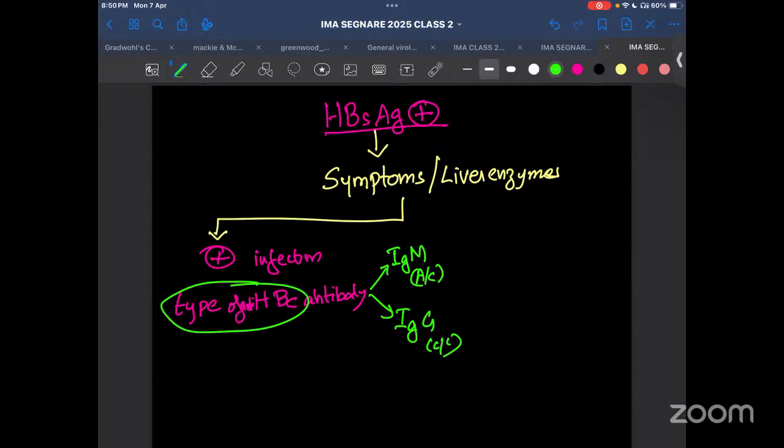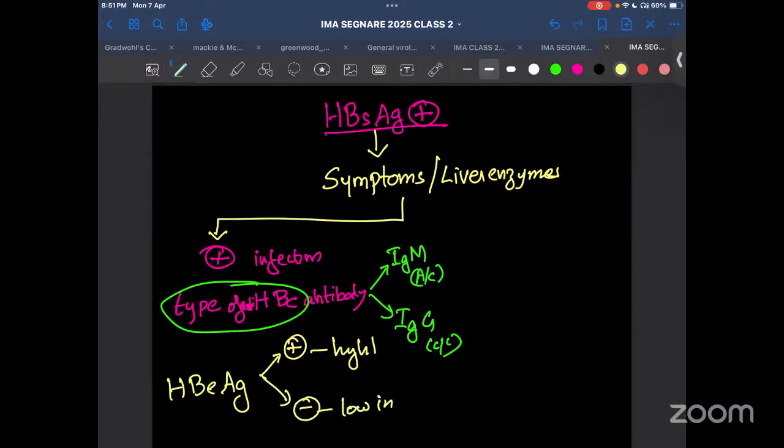Now we need to know whether it is high infectivity or not. For high infectivity, we look for HBeAg. Now if HBeAg is present, that is high infectivity. And if HBeAg is negative, that is low infectivity. And this is how we classify.